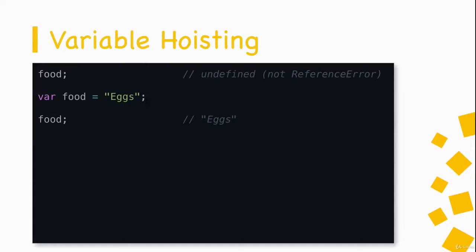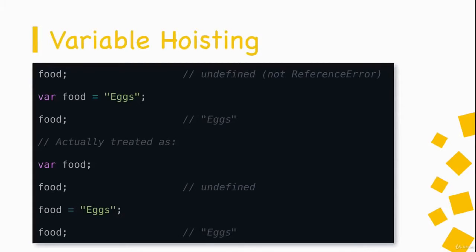So when you write code like this, it's actually treated somewhat like this. When you write code that's similar to the example on top, it's actually treated as the example on the bottom. In the top example, we're declaring a variable in the middle. Var food equals eggs is in the middle of our script. But no matter where we declare the variable in our script, the variable declaration, which means var food, will be moved to the top automatically by JavaScript.